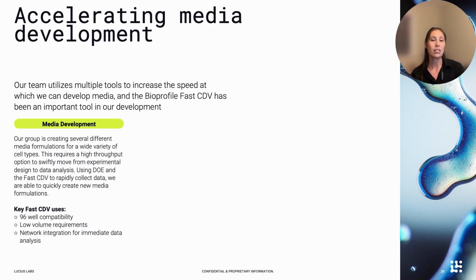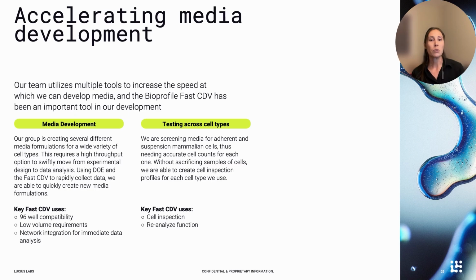So the FAST CDV is an important part of this, as we're able to quickly move from our DOE and data collection and immediately plot the data by using the OPC integration. There's also a high throughput capability by using 96 well plates, and low volumes are required, which is essential for high throughput and small processes. And of course, the network integration works very well with our JUMP software, so that we're able to immediately determine which are the most important factors for our media development.